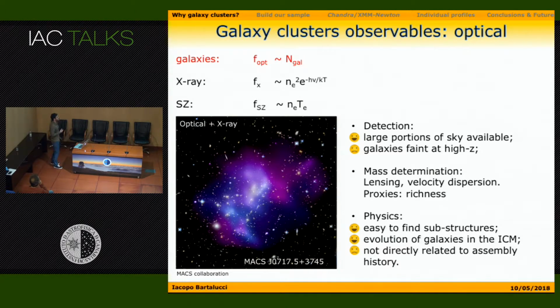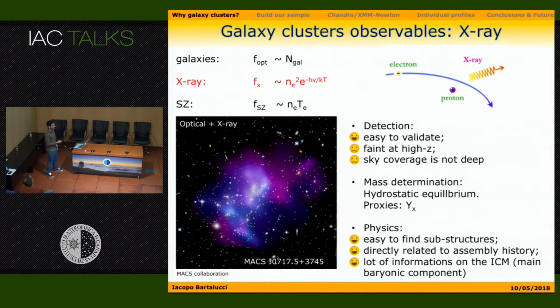Then optical is also good for physics because, for example, in the optical it's easy to find substructures and clumps which are falling in and interacting with the main galaxy cluster. We can study the evolution of galaxies. So galaxy clusters act as laboratories to study the evolution of galaxies with the environment. The only problem that I see is that it's a bit hard to directly relate the impact of the evolution of the galaxy cluster with galaxy observables. There is no direct connection between these two.